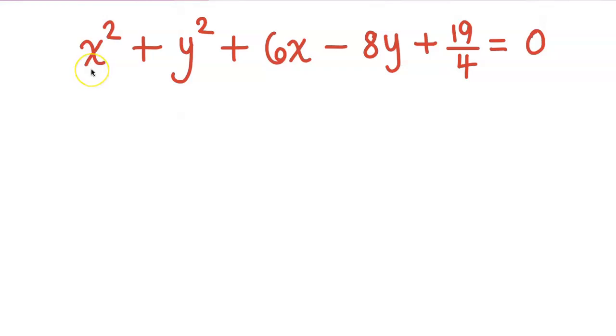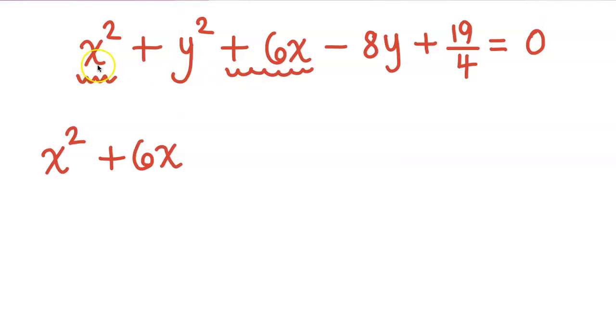So take a look. I have x squared right here. I'm going to start with x squared. So write that down first. Next term, I don't want to write y squared next. I want to find another term that has the letter x. Oh, here it is. So let me write down plus 6x. So that's it for the terms that have the letter x.